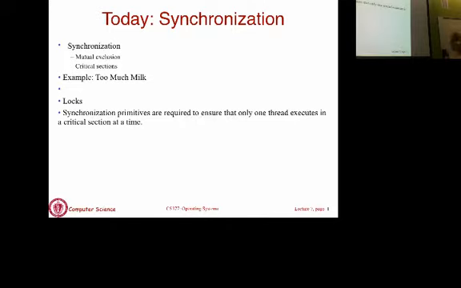So I'm going to start with too much milk, which you probably have seen in 230. We'll go through it again, just as a refresher. Then I'm going to use locks as our first synchronization primitive. Okay, and you should understand you need synchronization to implement any multi-threaded code. That will again become clear through this example of too much milk.